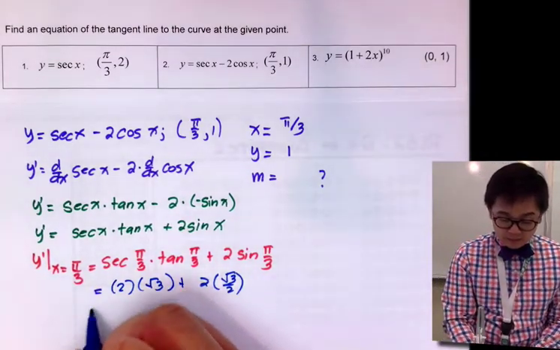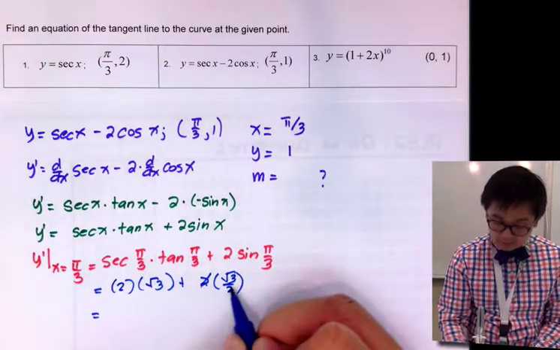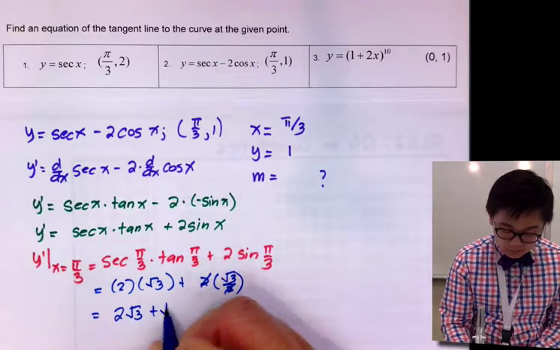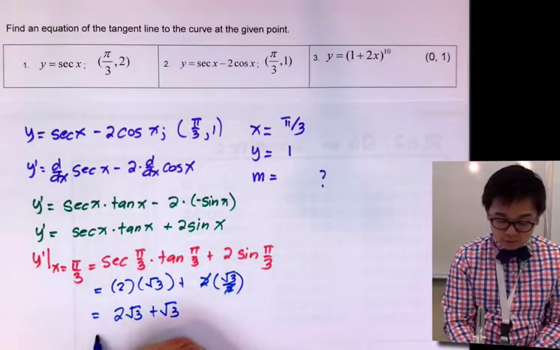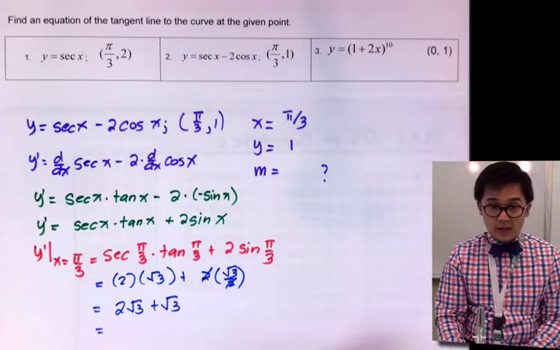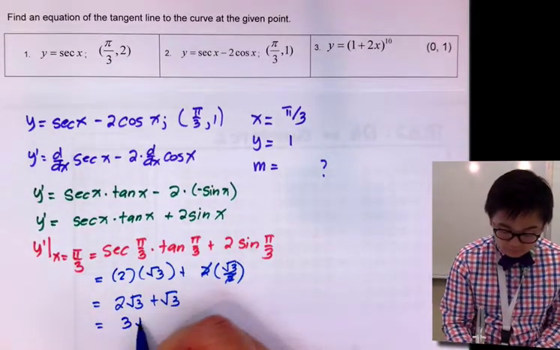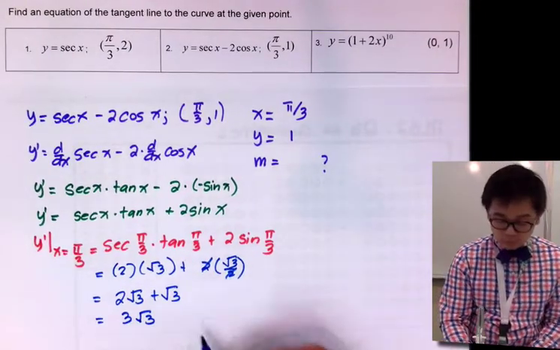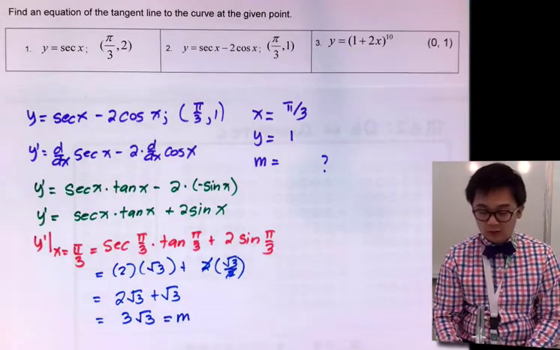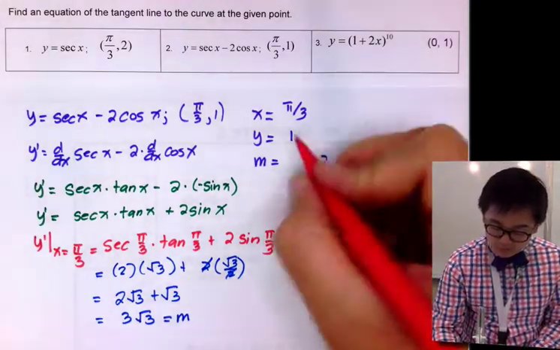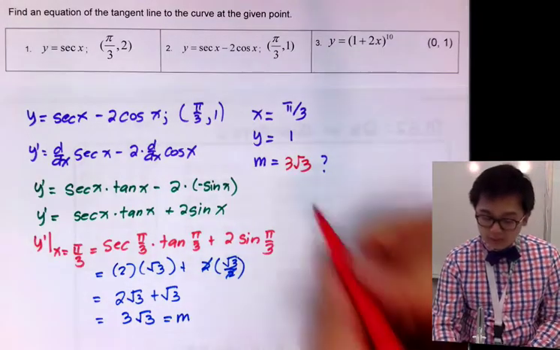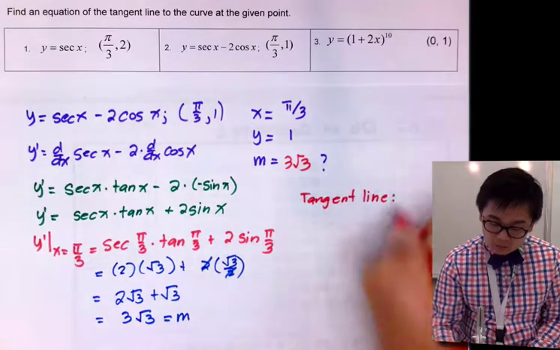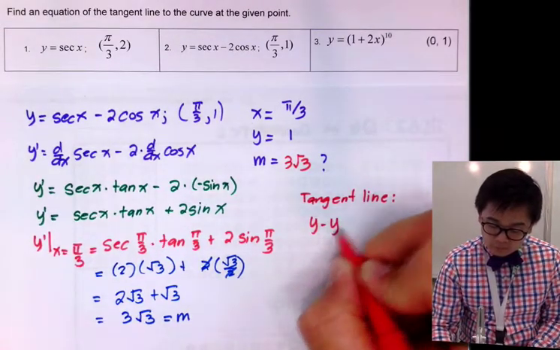By simplifying our expression, we can cancel out the 2 right here, and we end up with 2 square root of 3 plus square root of 3. Since we have the same radicand, we can combine these two, so we have 3 square root of 3 for the value of our derivative evaluated at x equal to pi over 3, which is our slope as well. Now that we have our slope, which is 3 square root of 3, we are ready to write the tangent line, which is found using the point-slope form.